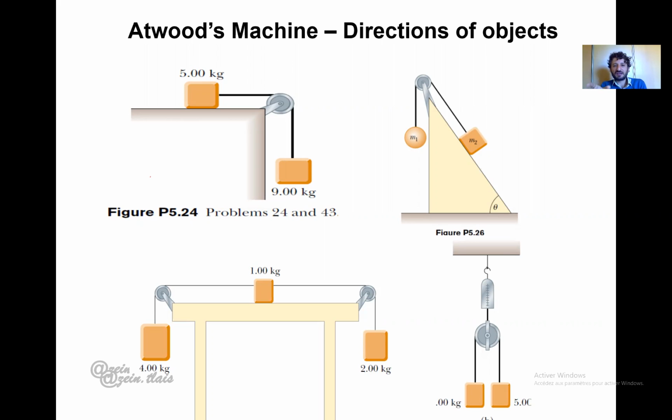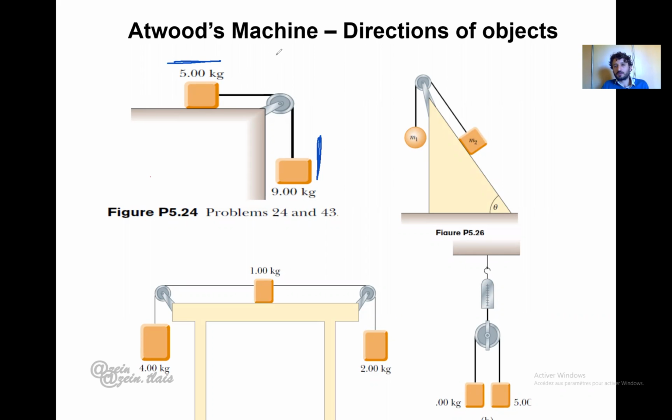Okay, let's say the first example here, example figure 1, we have m equal 5 kilogram. The motion will be on the table horizontally, and m equal 9 will move up or down, and m equal to 5 moves right or left.